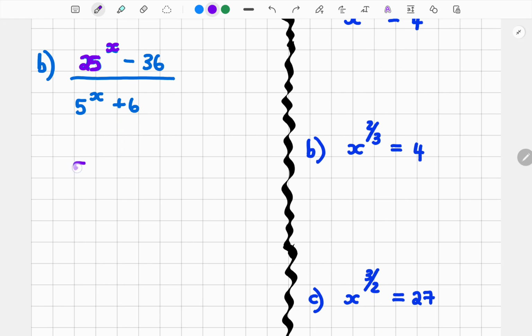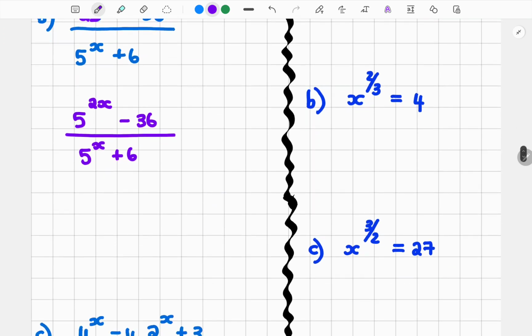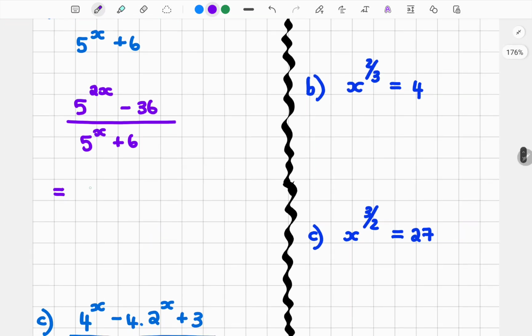So 25, the prime base is 5 to the power of 2x minus 36 over 5 to the power x plus 6. All right, so now I'm going to do the old switcheroo and say that it's 5 to the power x squared. So I just rewrote, and I've explained this in my previous video very carefully. So it's 5 to the power 2 all raised to the power x.